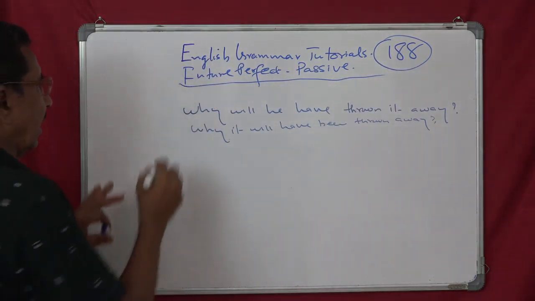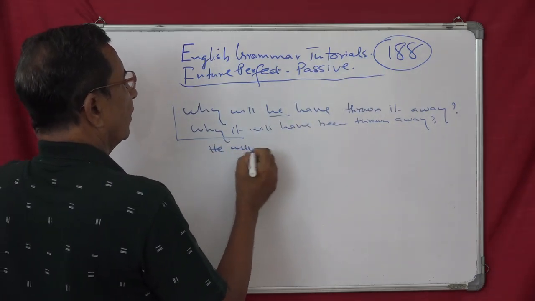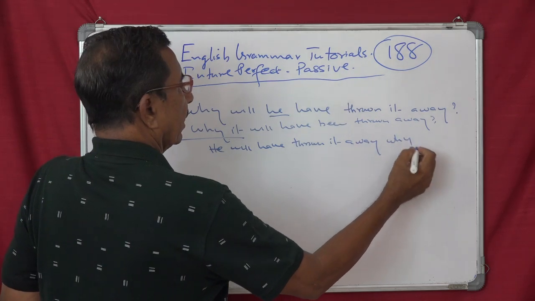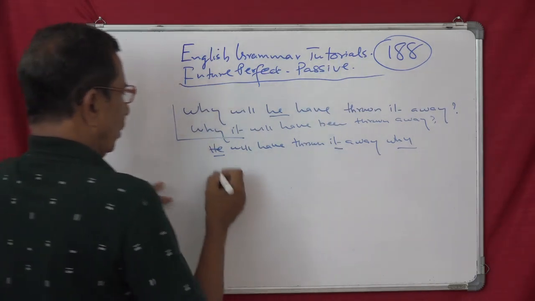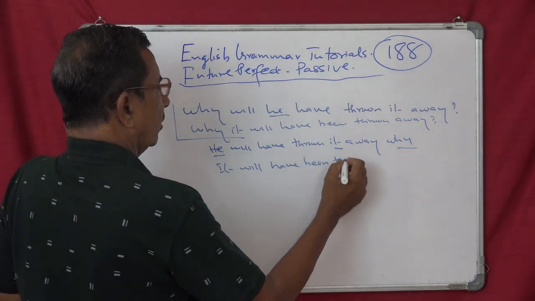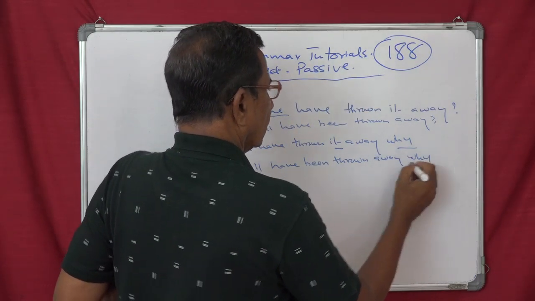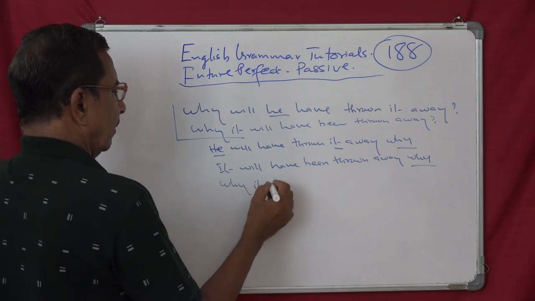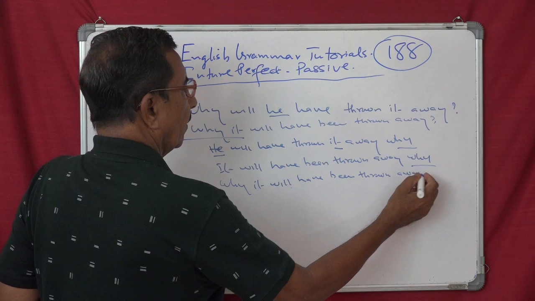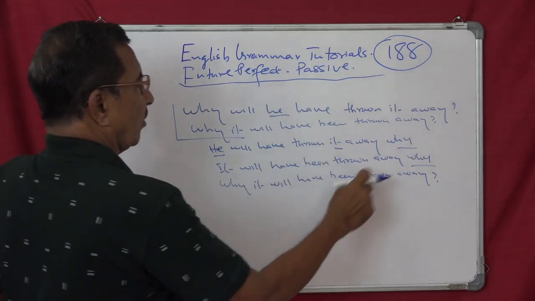That is it. So let's see how we come to this stage. The subject is he. He will have thrown it away, why? Then you say this is NP1, this is NP2. So it will have been thrown away by him, why? So the question word should come in the beginning. Why will it have been thrown away? So this is the question.